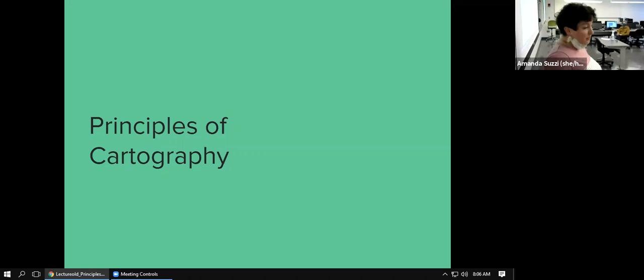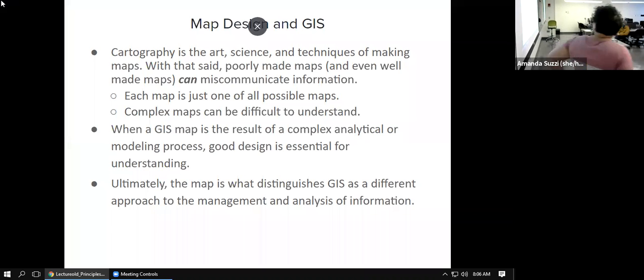Let's start off with the principles of cartography. Cartography is the art, science, and techniques of making maps. So with that said, we keep repeating this: maps can lie. Poorly made maps can miscommunicate information.